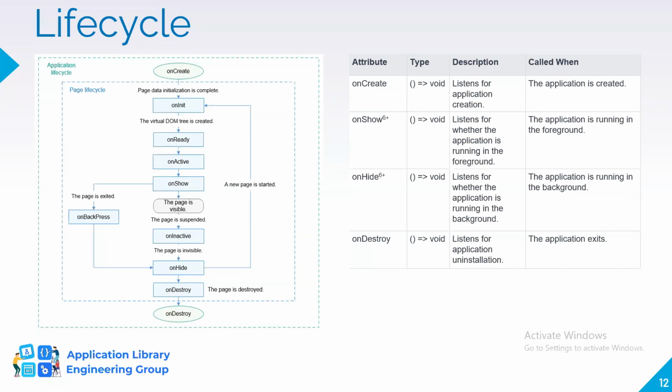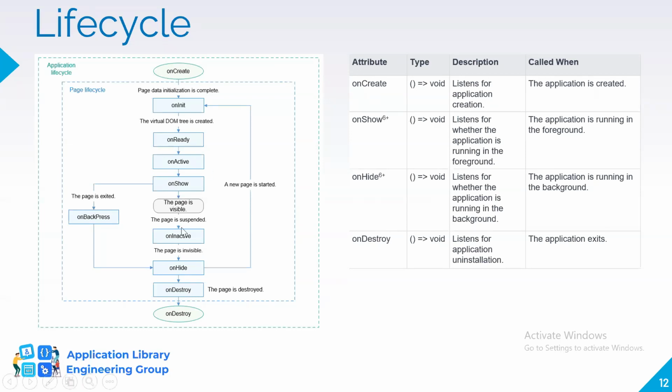Okay, so coming to application life cycle, we already saw in app.js, right? So already two callbacks, application lifecycle functions we have seen, which are onCreate, onDestroy, and there are two more called onShow and onHide. So onCreate will be triggered whenever the application is created, and obviously onDestroy whenever the application exits. So when application starts running in foreground, that time onShow function will be called, and when application moves to background, onHide function will be called. So these are the application lifecycle functions.